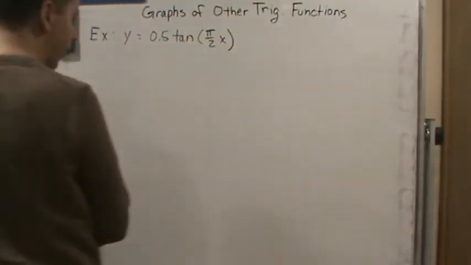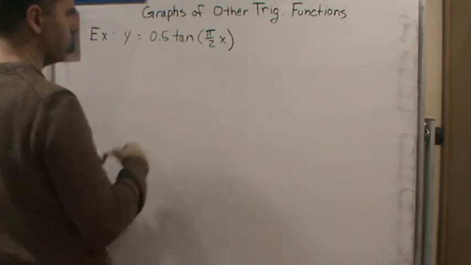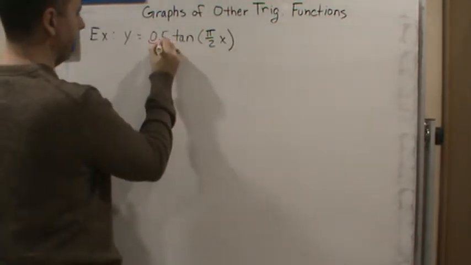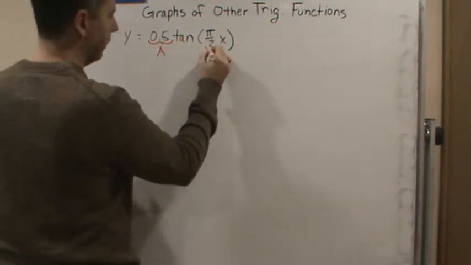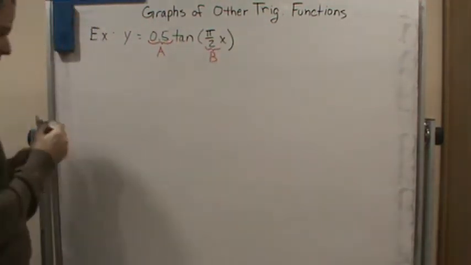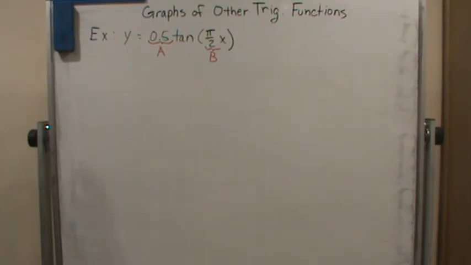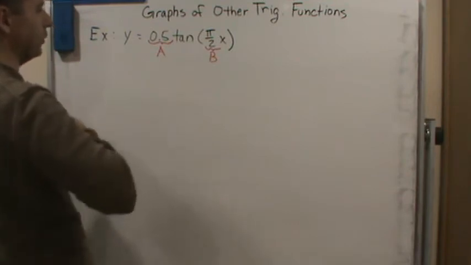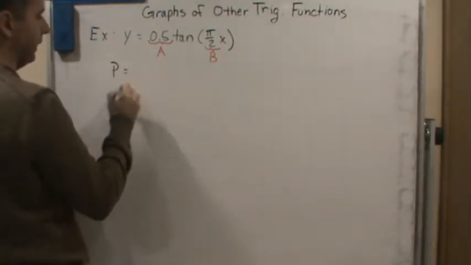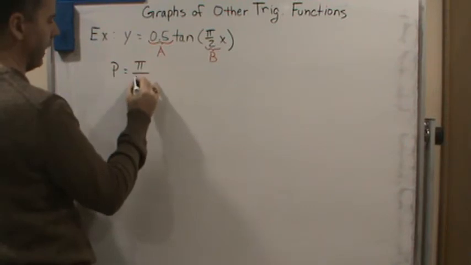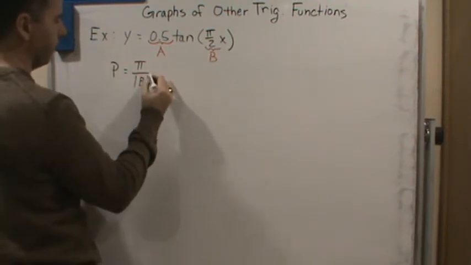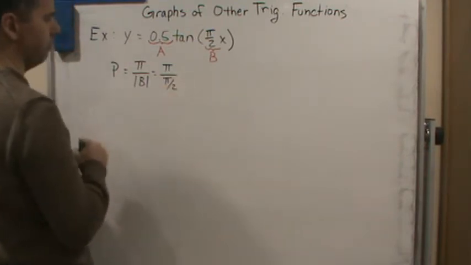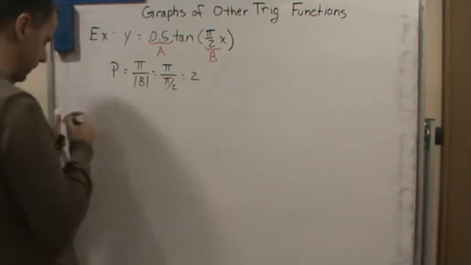Okay. Now, here you got pi over 2. So again, this is your A, and this is your B. So what does it tell us? Well, in this case, we know that the period is pi over the absolute value of B. And so this is going to be pi over pi over 2, which is going to equal 2. So our period is 2.